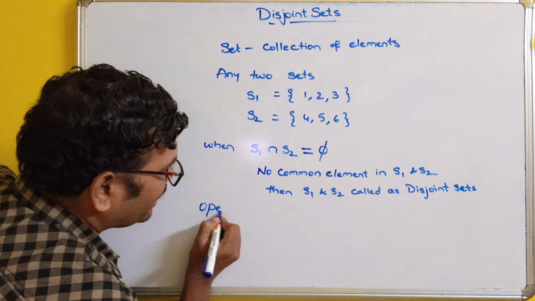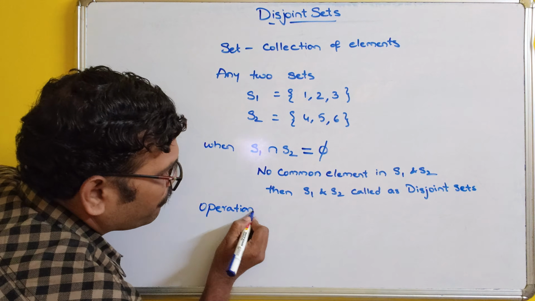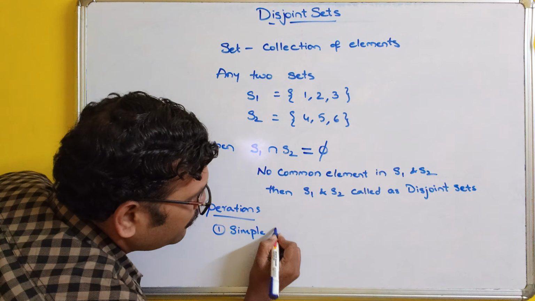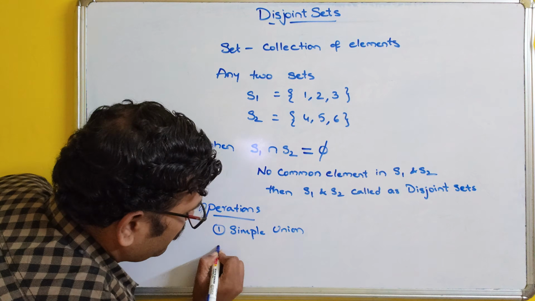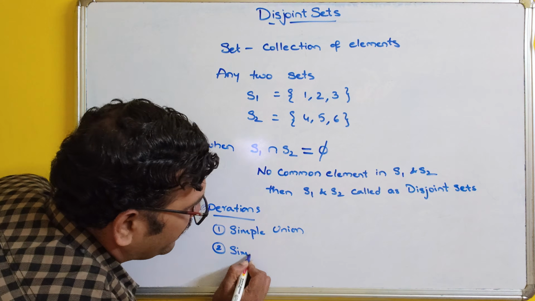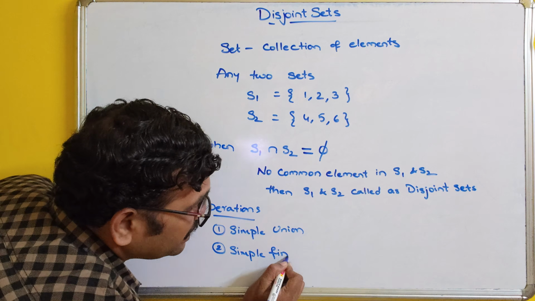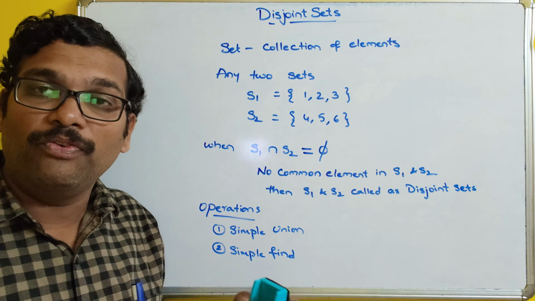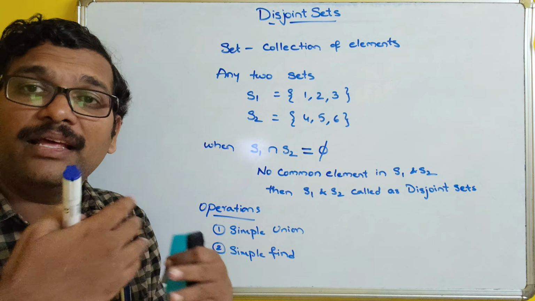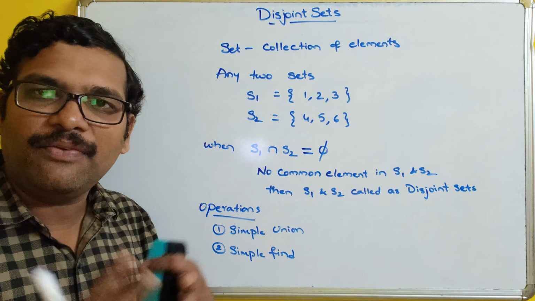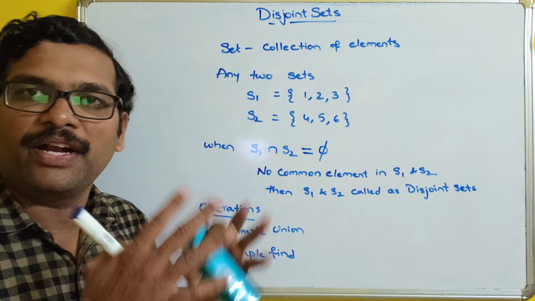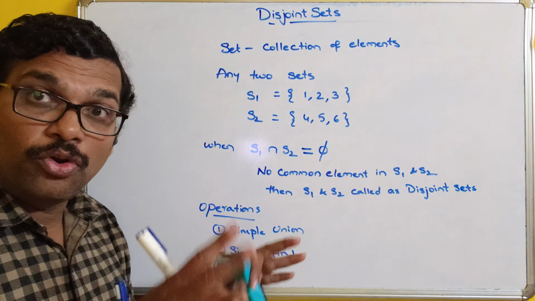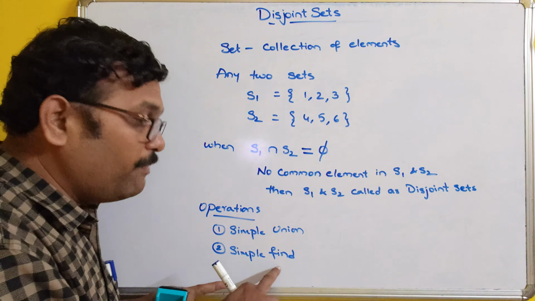The operations that can be performed are, the first one, simple union, and simple find. We know that union means combining both the sets. So we will combine both the sets and we'll get a new set with all the elements of both the sets, S1 and S2. That is the simple union. There is no constraint, right? And next is simple find.